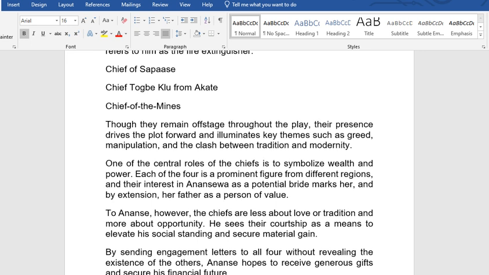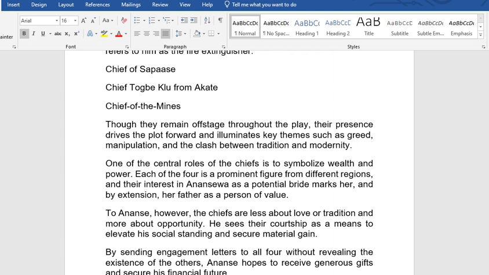Though they remain offstage throughout the play, their presence drives the plot forward and illuminates key themes such as greed, manipulation, and the clash between tradition and modernity. That is why they are very important in the play. Though they are not physically present, we feel their impact. So they drive forward the plot of the play.